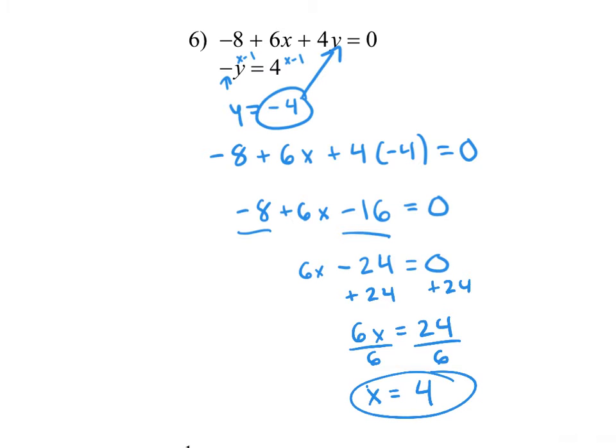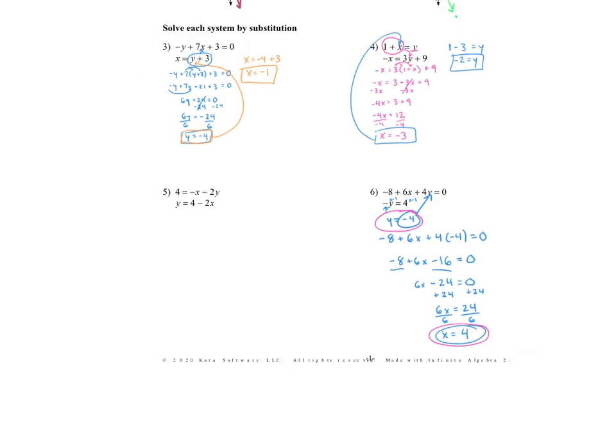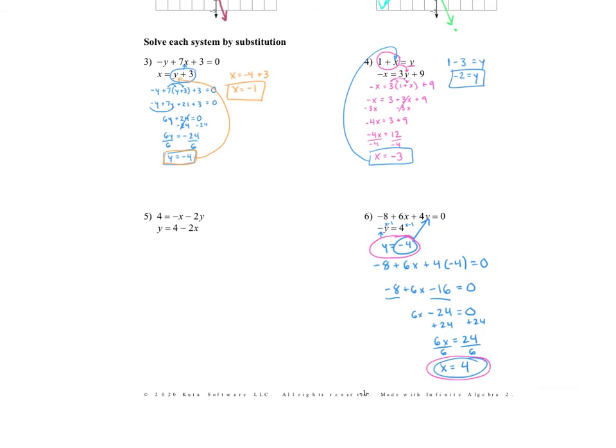Are we done? Yeah, because we already found what y is here. Y is -4. So these are our two answers. X is equal to 4, y is equal to -4. Any questions? All right, we're going to save the last substitution one for tomorrow.